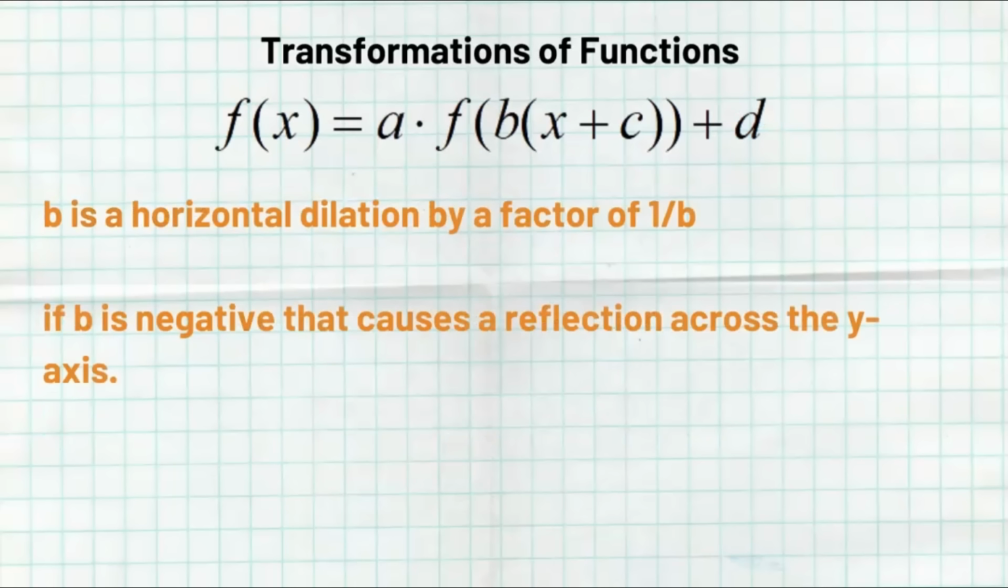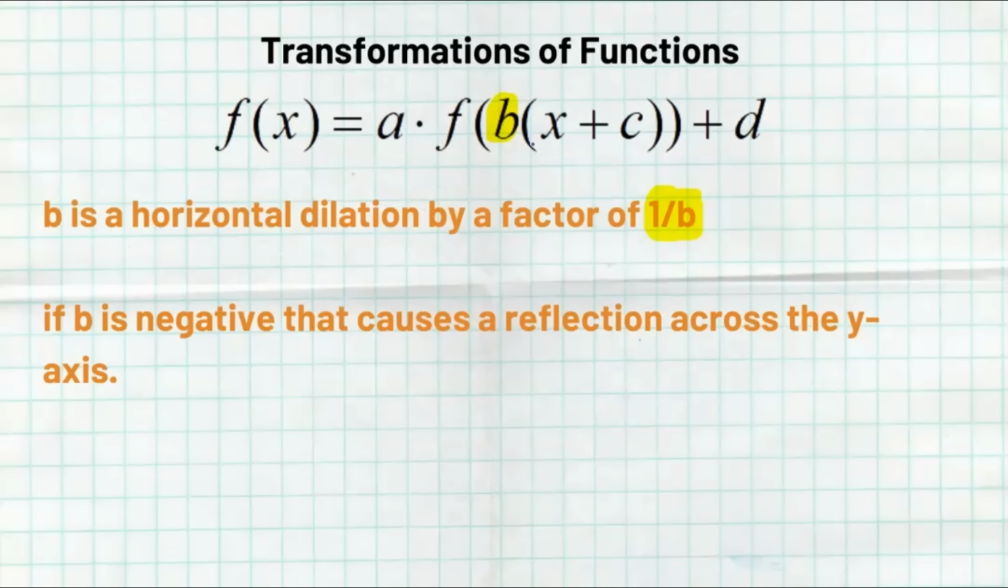Then we have the b value. The b is going to be a horizontal dilation. This is multiplying inside of your function. Now, this is going to be where it gets a little bit tricky. So we have a horizontal dilation by a factor of 1 over b. So it's not b, the factor is 1 over b.